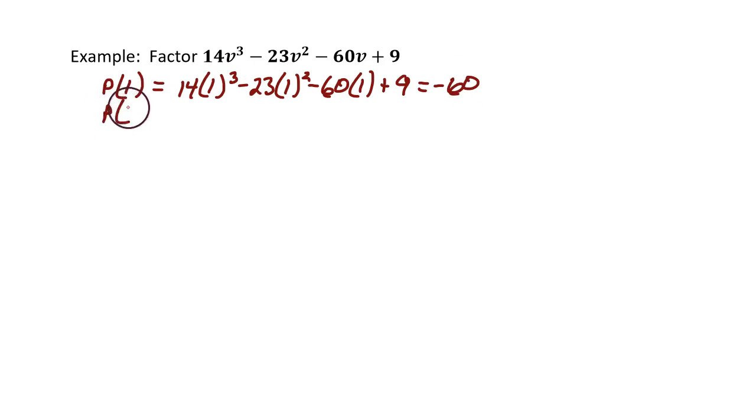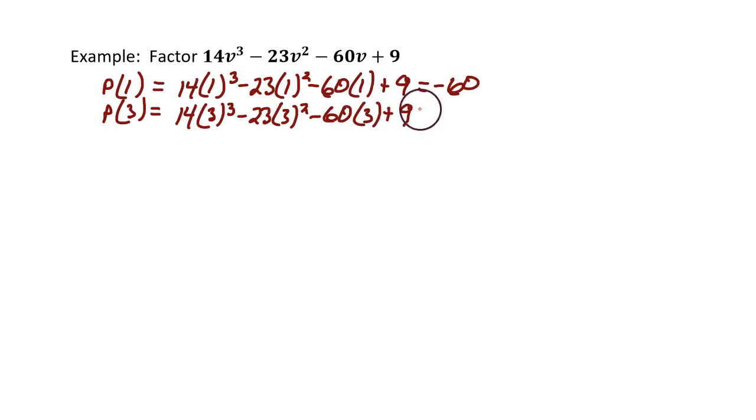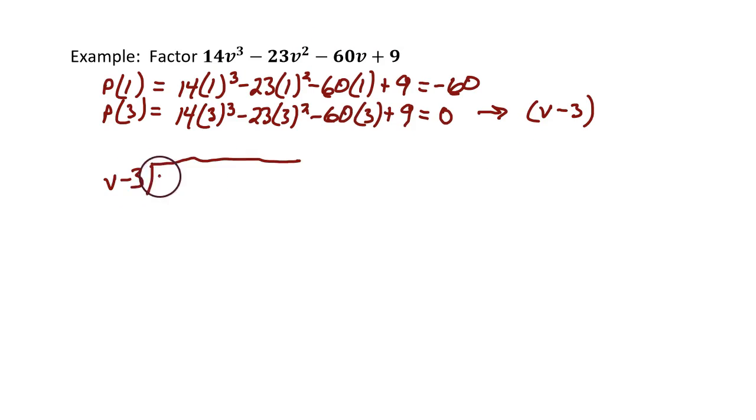What is P of 3? With the help from a calculator, this makes 0. Because this makes 0, v minus 3 is a factor of the polynomial. Now let's divide the polynomial by that factor to get its corresponding polynomial.